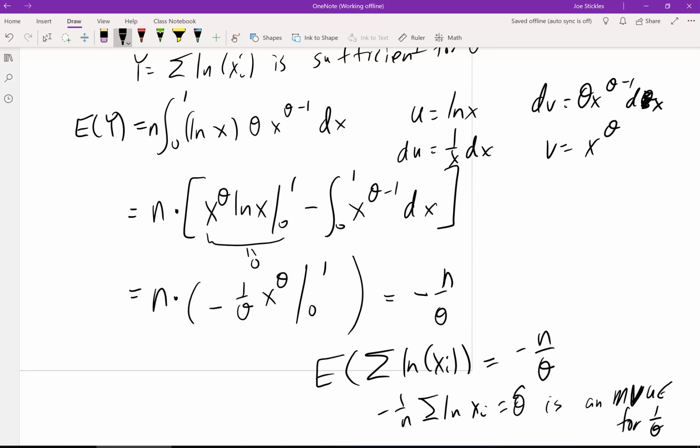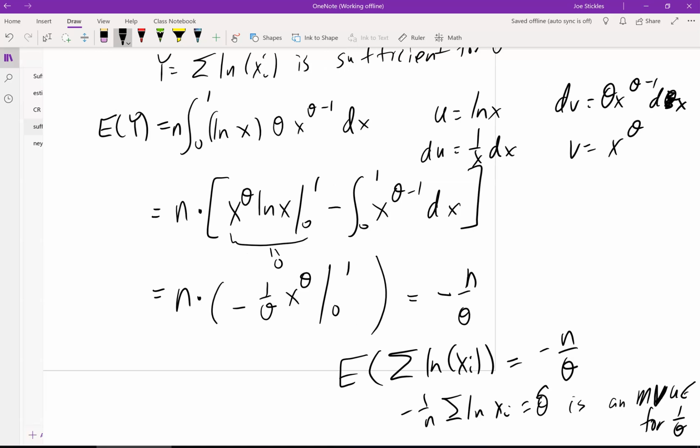Anytime you have a statistic that is sufficient for a parameter, it'll be sufficient for a one-to-one function of the parameter as well. Think about it the other way around: if I know what the output is for a one-to-one function, I know what the input had to be. So if it's sufficient for theta, it's sufficient for 1 over theta. And since we're basing our estimator on a sufficient statistic, it has to be a minimum variance unbiased estimator. Okay, so that's the idea behind that.